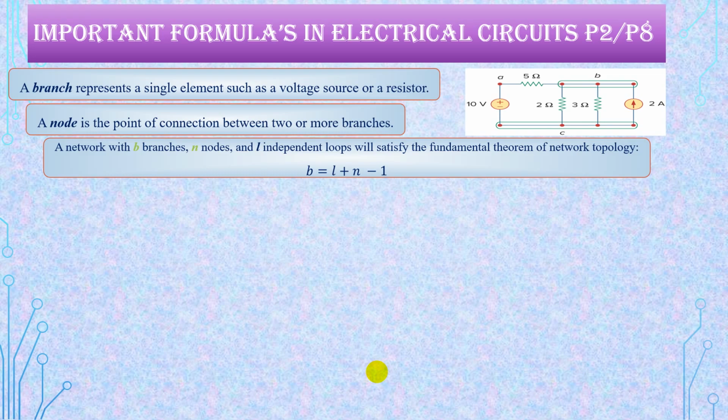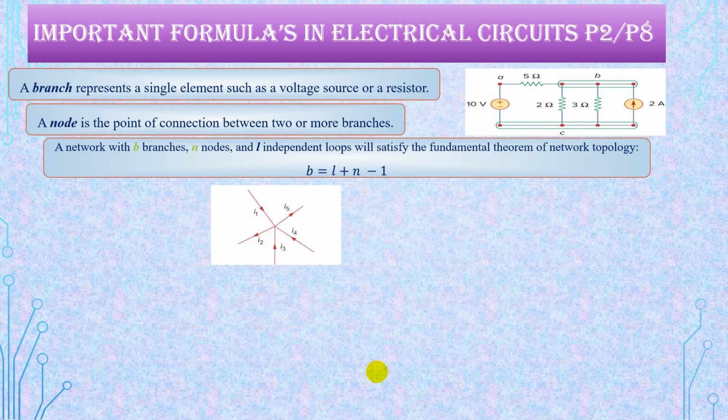On the right side, the analysis items. What are the analysis items? Loops and nodes. So loops plus nodes minus 1, you can remember easily. Otherwise, we don't know what is on the left and what is on the right. So B equals L plus N minus 1. Some questions will come on this.